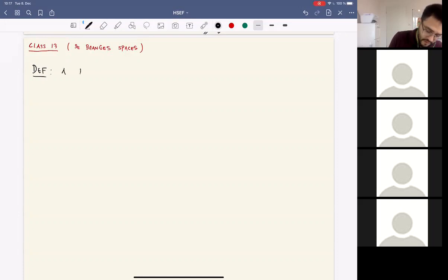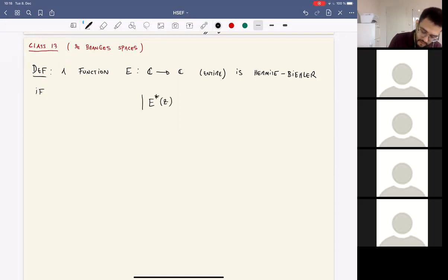So first, a function E. Every de Branges space comes with a certain function E, which we call the Hermite-Biehler function. A function E, entire, analytic in the whole complex plane, is said to be of Hermite-Biehler class, so it belongs to the Hermite-Biehler class, if, that's the fundamental property of it.